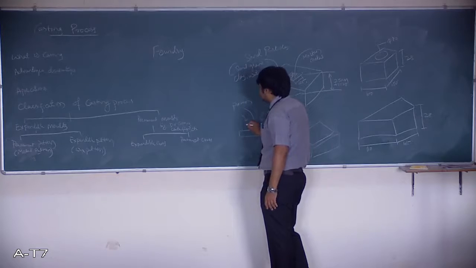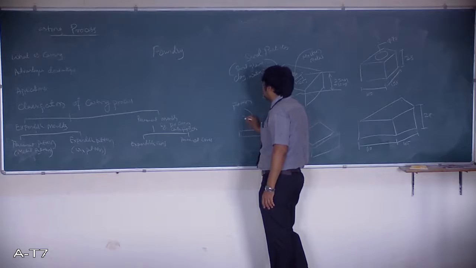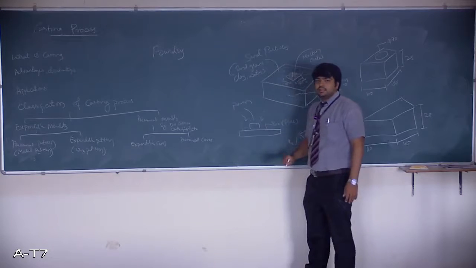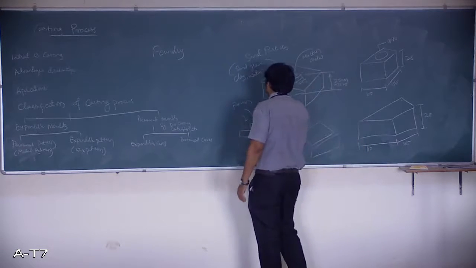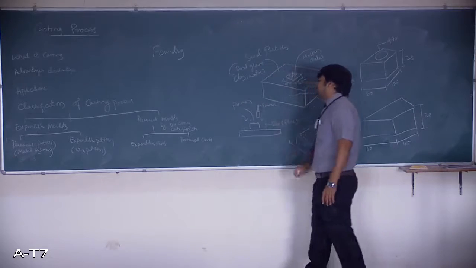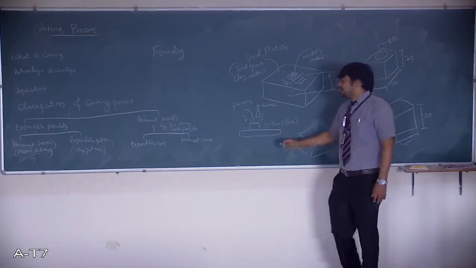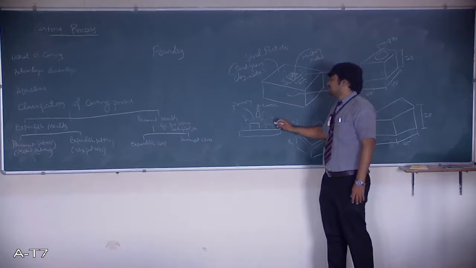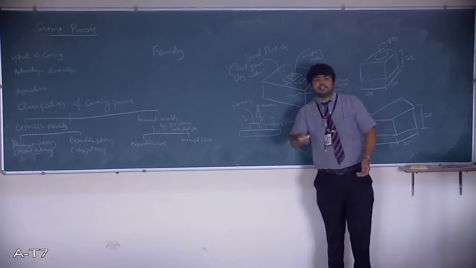So the sand grains occupy the void spaces, and whatever is there on the pattern, that void space will also be occupied by this. Then this particular box of sand is rammed using a rammer. Once it is rammed, this entire box is inverted and the pattern is taken out.